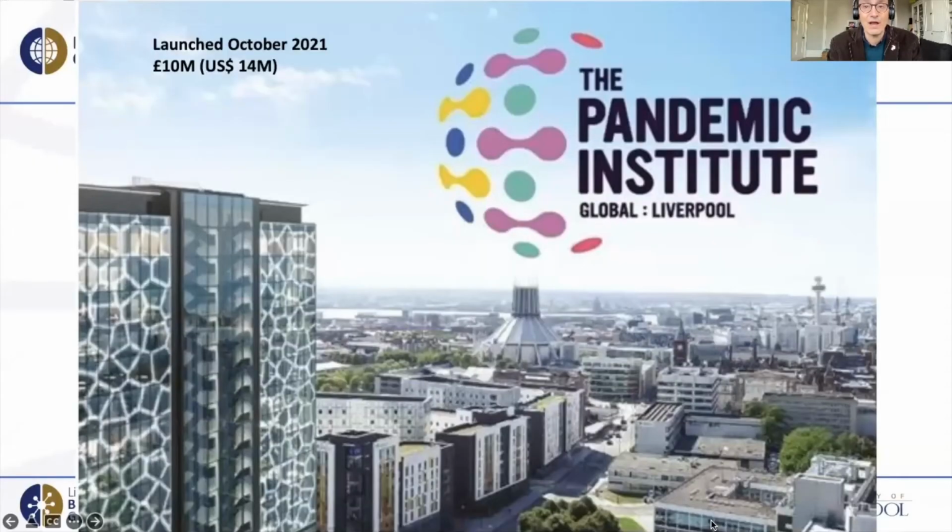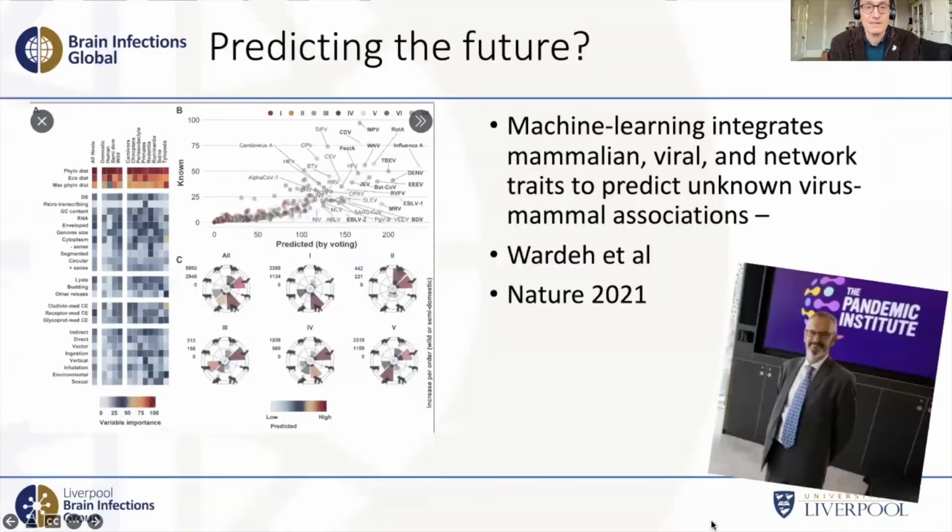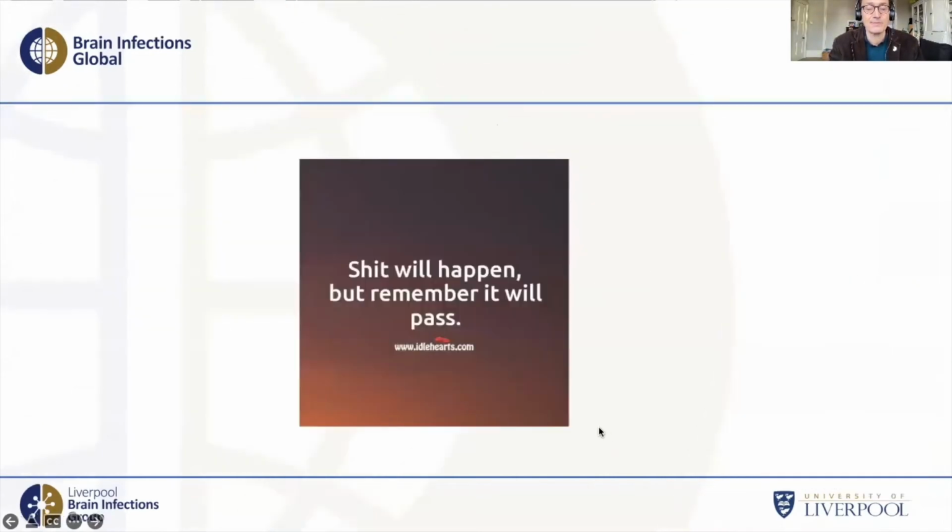Anyway, we have launched our Pandemic Institute with funding, not from the government, but from philanthropists. And in terms of predicting the future, my colleague, Matt Bayliss, has been doing machine learning work, which integrates mammalian viral and network traits to predict unknown virus-mammal associations. And with these tools, he thinks he can predict what will be our next emerging virus event. But as somebody once said, bad things will happen, but remember it will pass. And indeed, I think we are passing at the moment.